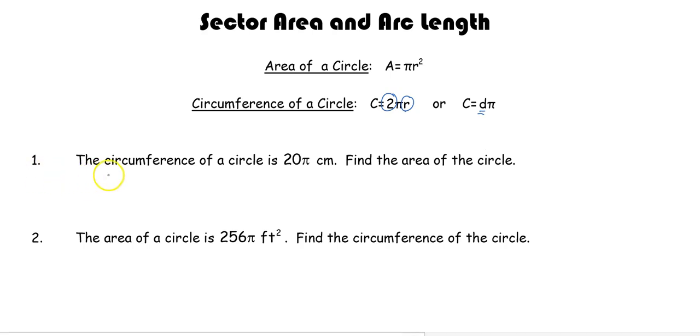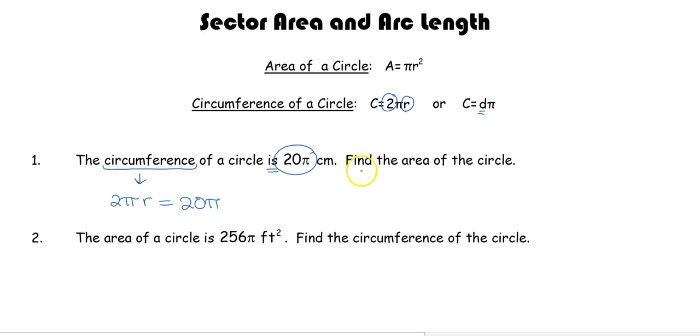So the first one, the circumference of a circle is 20 pi. When we read, we want to make sure that we're always picking up on those context clues. Here it said that we are working with the circumference of a circle. So that tells me that I have 2 times pi times r. When we're translating from words to equations, "is" means equal. So we're saying that the circumference is 20 pi.